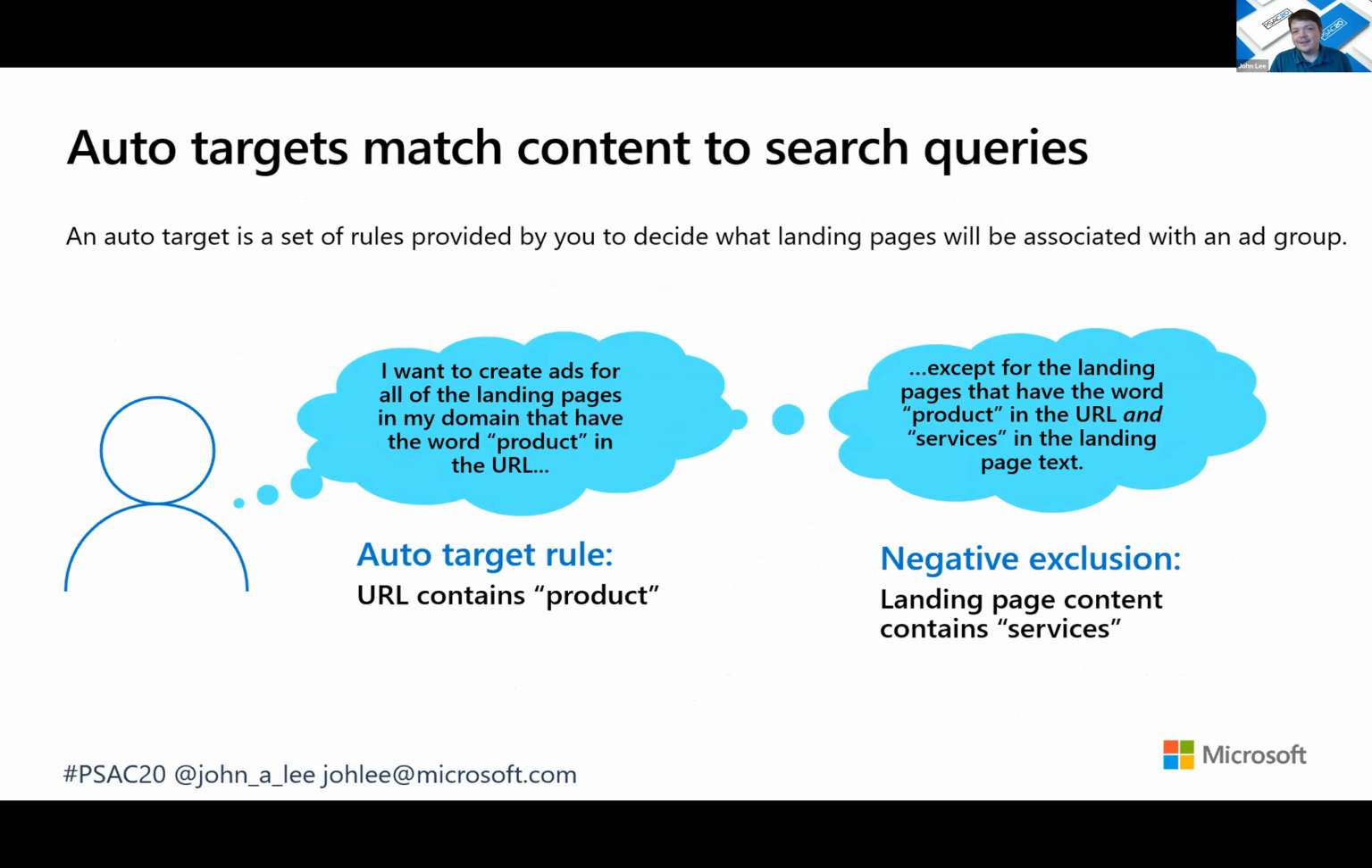And how do we get there? It's called an auto target. So again, it's not a keyword. We're not dealing in keywords here. We're dealing in auto targets. So, URL contains product. We can also add them as exclusions. And so it uses a lot of the logic from our experience of keywords, but changes it considerably.